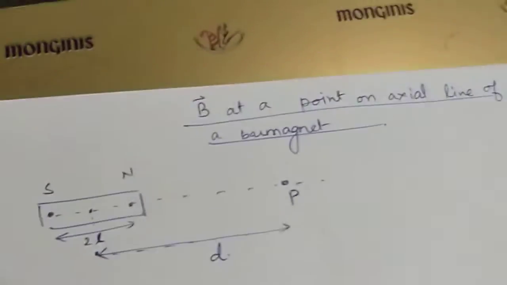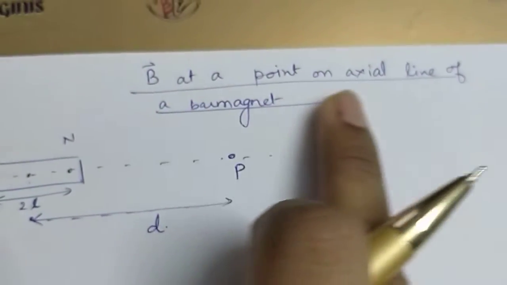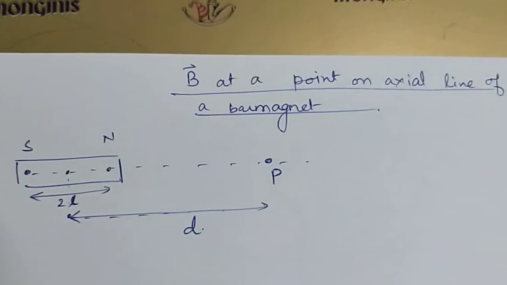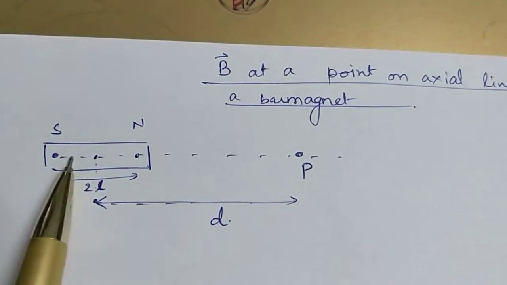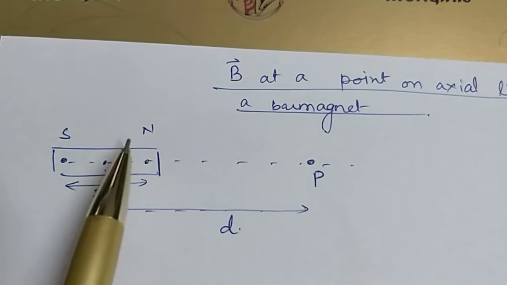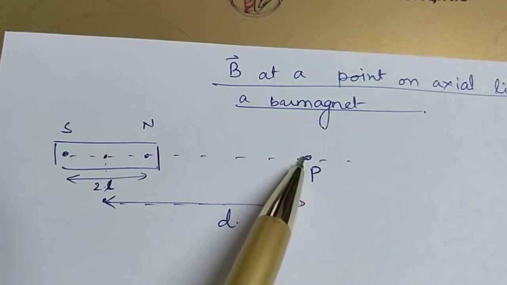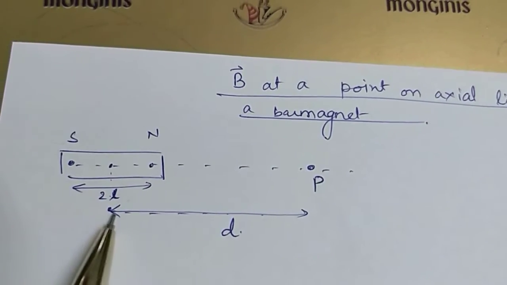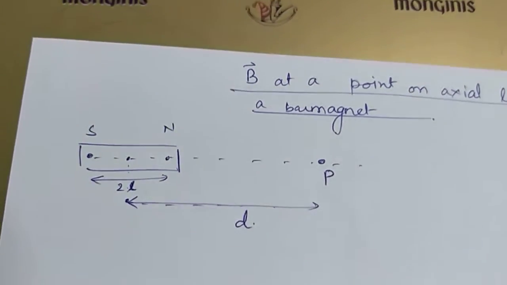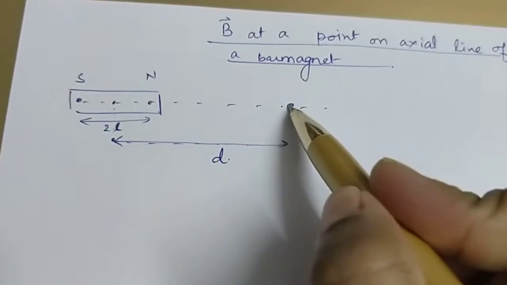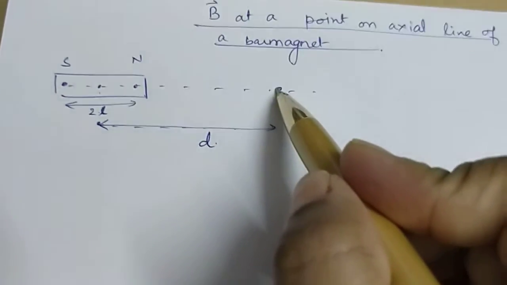Okay, children. So, the magnetic field at a point on the axial line of a bar magnet. Here is the bar magnet with the south pole and north pole separated by a distance of 2L, and from the center till this point, any point on the axis, this distance is D. Now we have to find the magnetic field at this point, just like what we did in electrostatics.